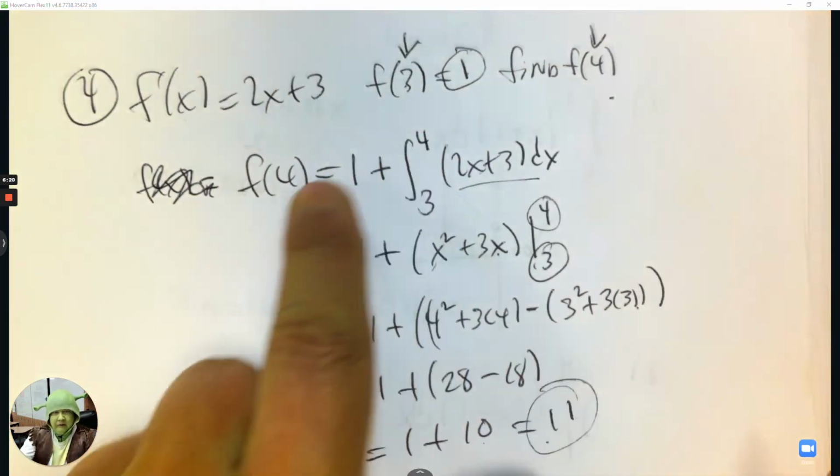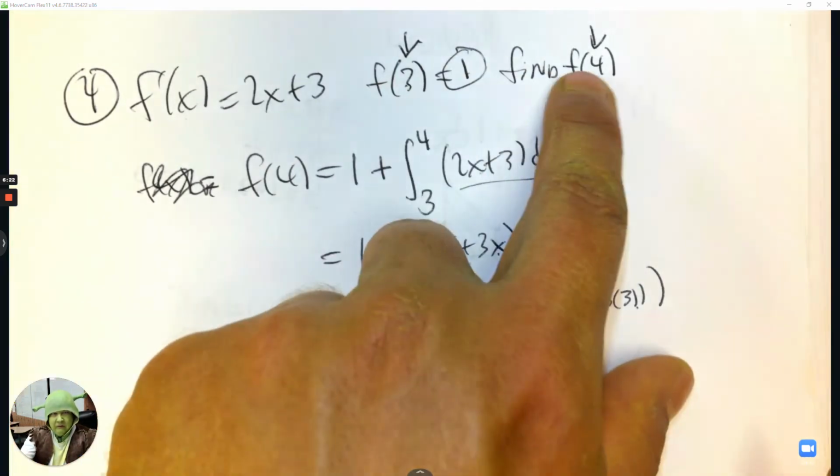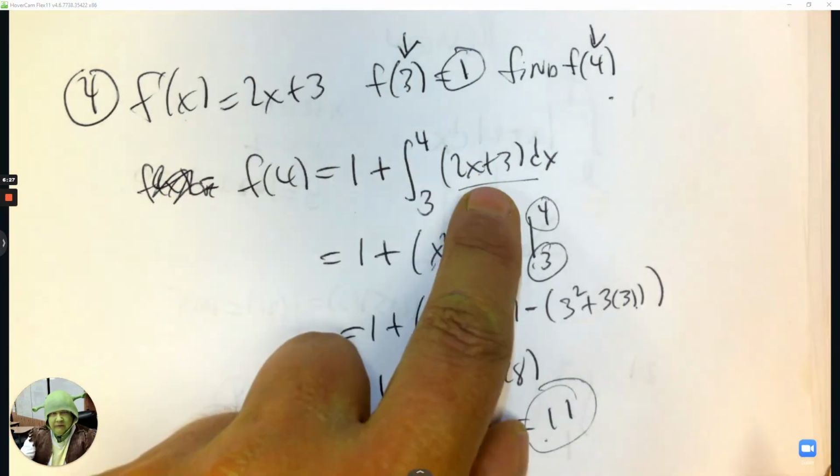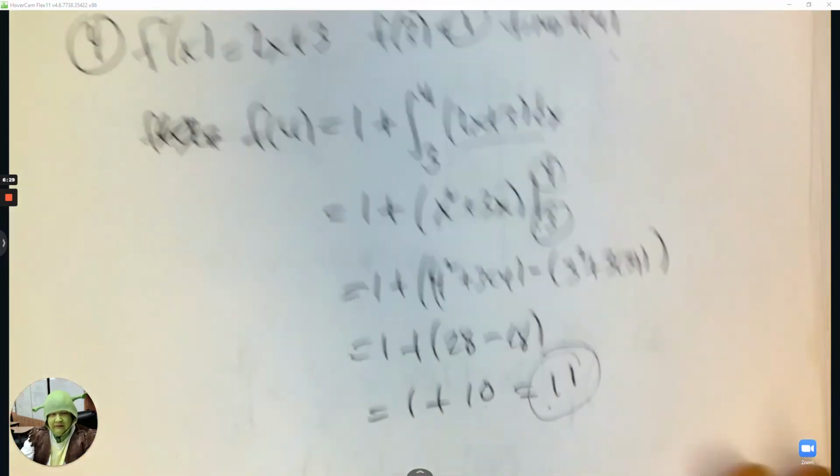So you start with what you're given. You integrate from the x coordinate of what you're given to what I'm looking for, and the derivative goes in that integration, and then we evaluate that to get our answer.